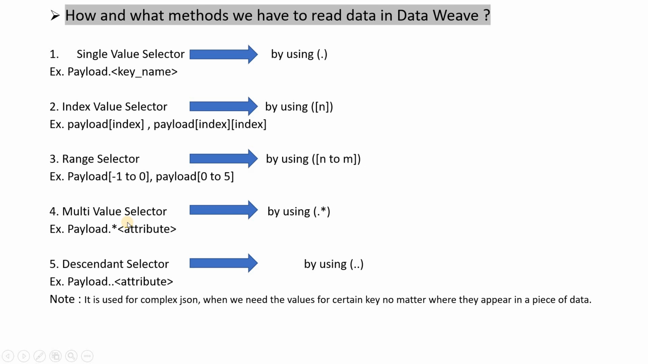So in that case we can use a multi-value selector. And fifth is the descendant selector. In the descendant selector, by using the dot sign, we can read that data from that particular input file.